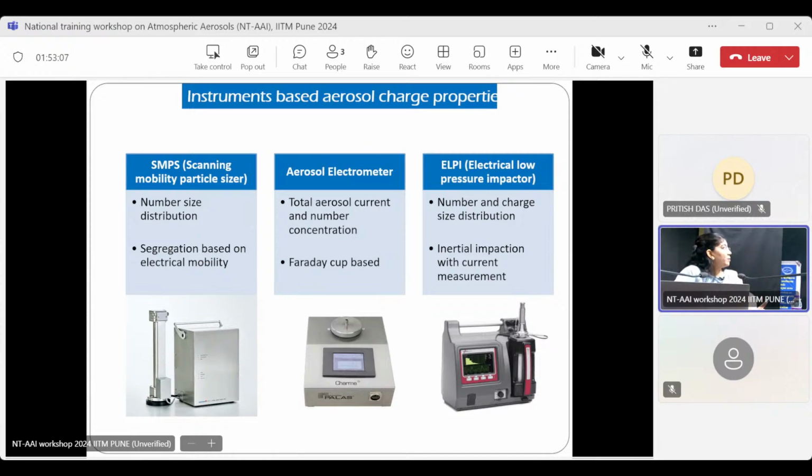Then we have one more instrument, the electrical low pressure impactor. This instrument is cascade impactor based, but utilizing the electrical properties. It has a modified impactor to give you the number size distribution. Normally in an impactor, what do we get? We get the mass size distribution or maybe activity charge distribution. But using this technique, your impactor will give you the number size distribution, and also you can find the charge. So we will see these three in detail.